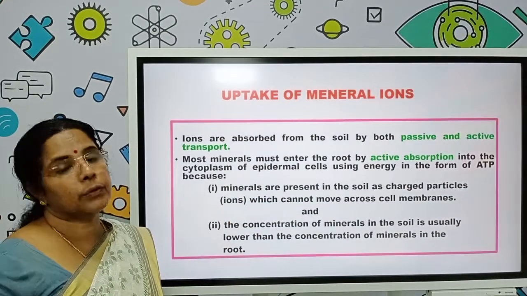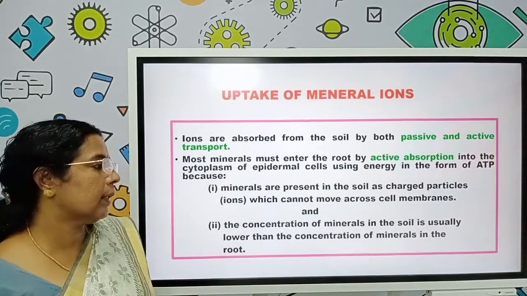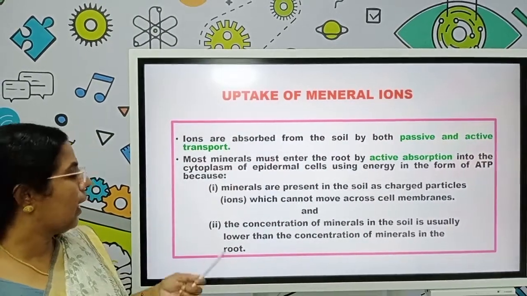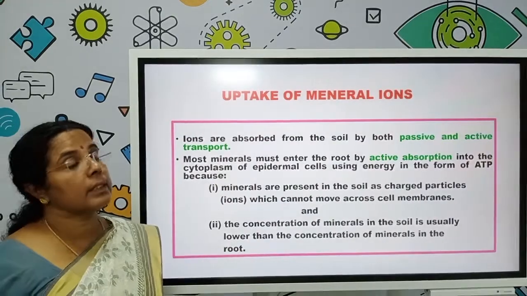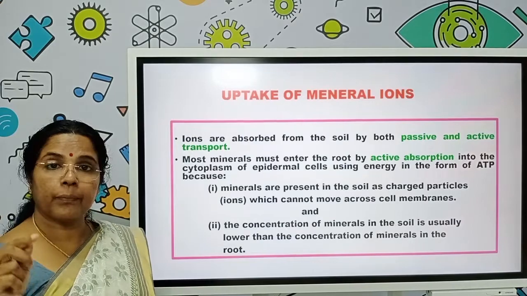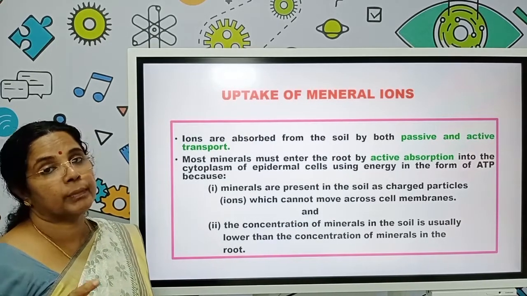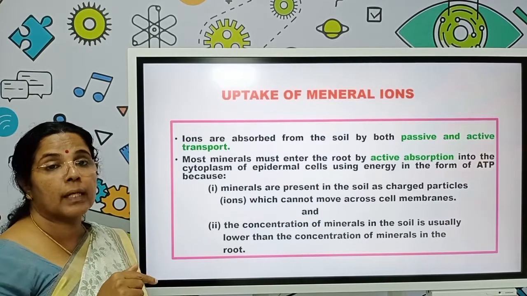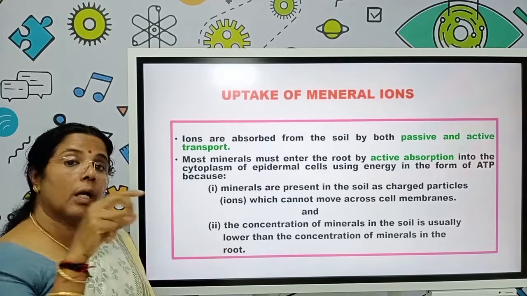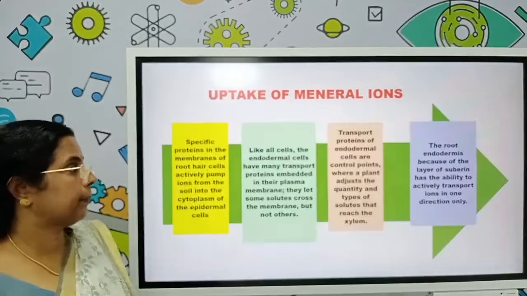Why active transport? Because the minerals are present in the soil as charged particles which cannot move across the cell membrane. That is one reason. The second is that the concentration of minerals in the soil is usually lower than the concentration of minerals in the plant cells. So plants have a high concentration of minerals and the soil may have less. So they must be transported from a low concentration area to a high concentration area using energy. That is why it is active absorption.